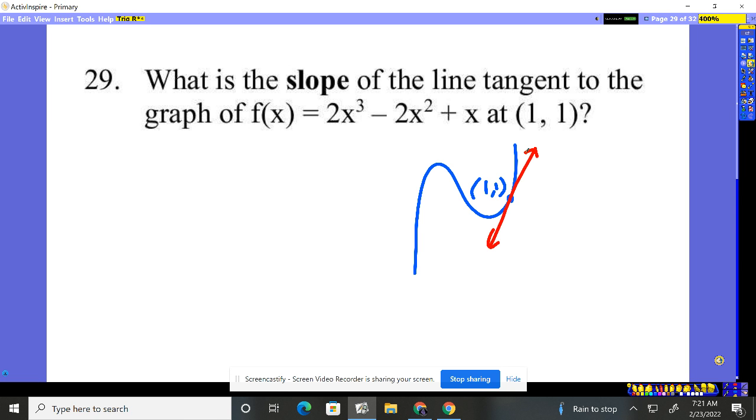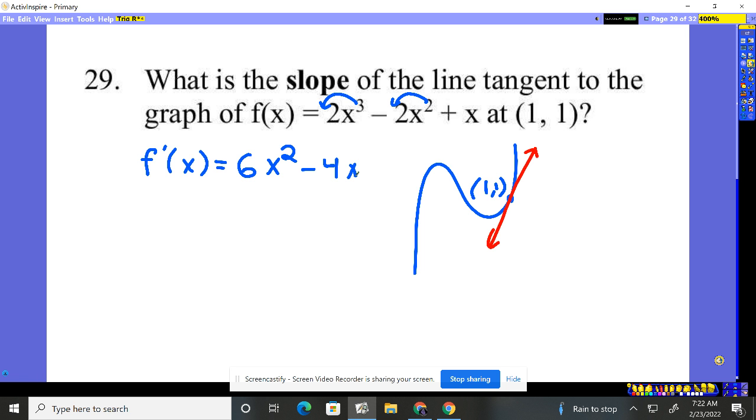Well, how do we find that? That's what the derivative does. The derivative is the magical equation that tells you the slope at any particular point. And we want it at the point when x is 1. So I'm going to take the derivative of the function. I'll bring my 3 down. 3 times 2 is 6. And then the exponent drops a power, so it goes from a 3 to a 2. Bring my 2 down. 2 times 2 is 4, so it's minus 4x.